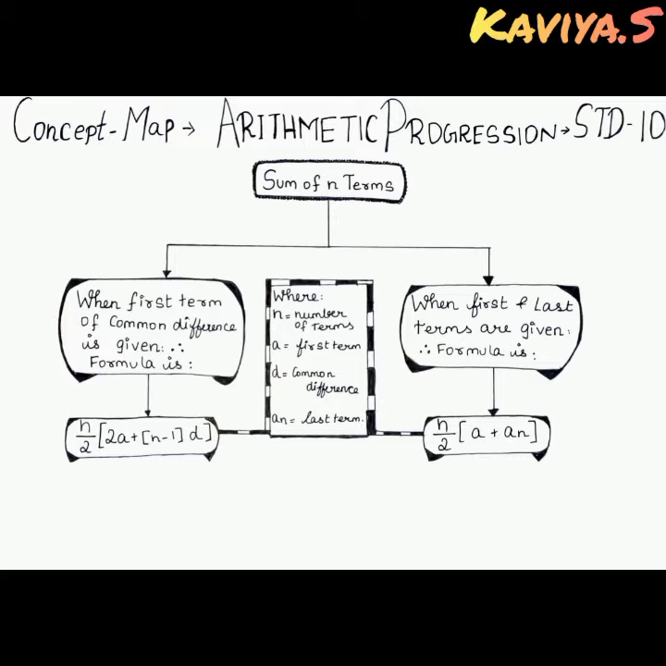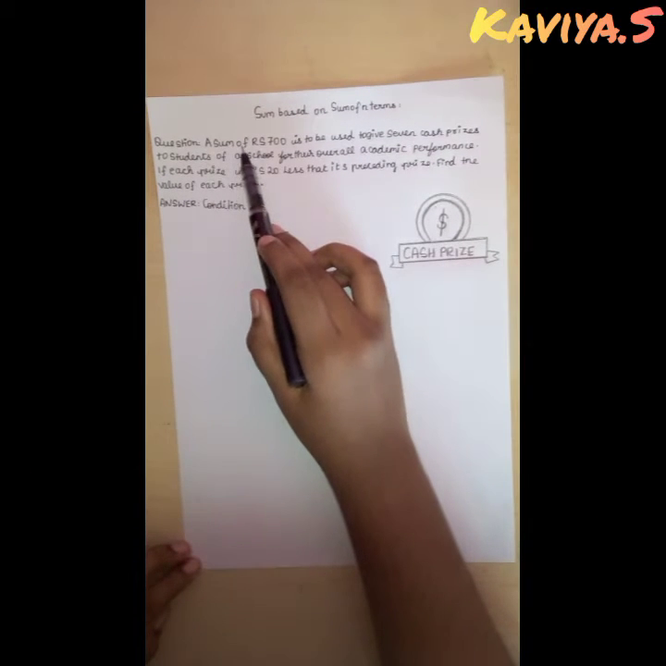When first term and common difference are given, then the formula is n by 2 into 2a plus n minus 1 into d. And when the first and last terms are given, then the formula is n by 2 into a plus an. In these two formulas, n denotes number of terms, a denotes first term, d denotes common difference, and an denotes the last term. Now let's see the sum based on this topic.